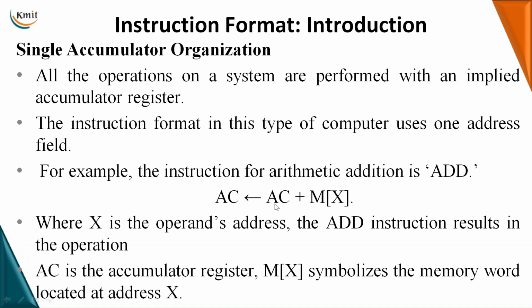So it performs an addition operation on the contents of the accumulator register as well as the operand which is stored at the address specified by M of X, and the result is again stored back into the accumulator. So here X is the operand's address and the add instruction results in the operation. AC is nothing but the accumulator register. M of X represents the memory word which is located at address X of the memory.